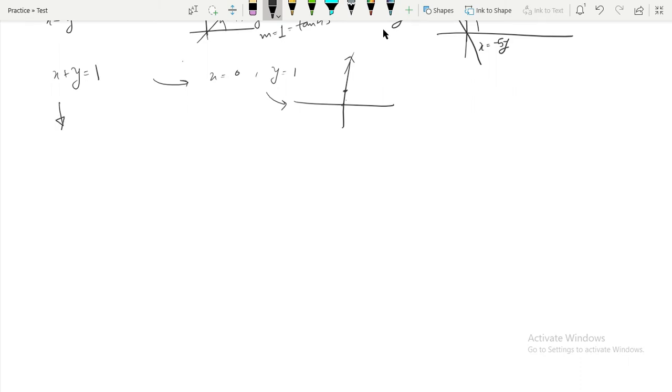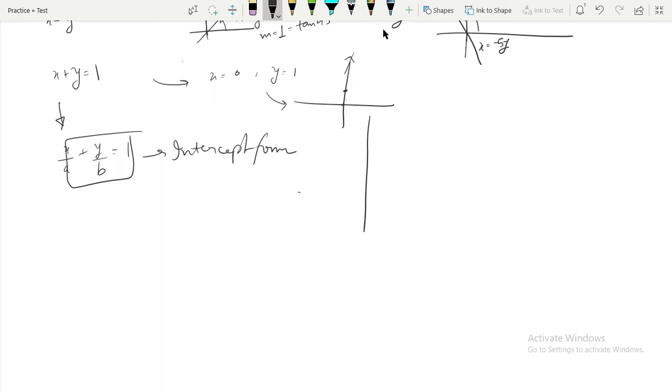If you notice that for a straight line, if x by a plus y by b is equal to 1, this is called the intercept form. So in this intercept form, what it shows is that if it is a straight line, then at the x-axis it will cut at a point which will be a, and at y it would be cutting at a point which is called b. So using this intercept form, if we can write the equation of a straight line in this form, then we will be able to just plot the line by marking its intercepts at various axes.